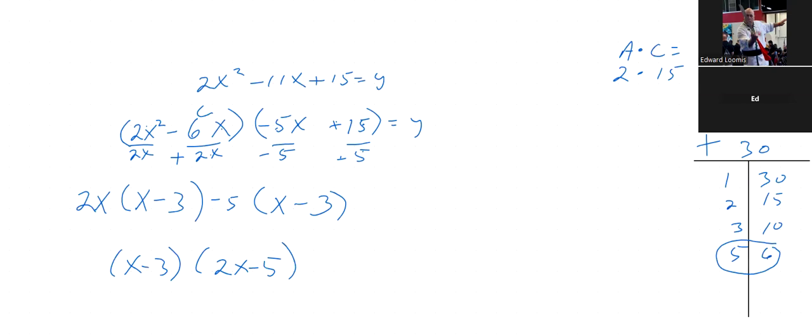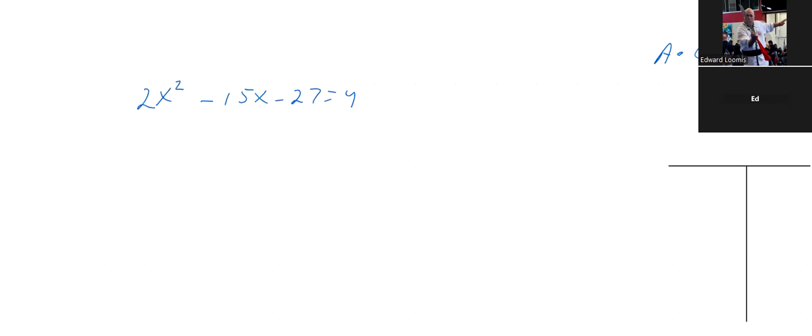I'm going to pause. I'm going to clear the board and let you do another one. Okay, so this is the next problem I want you to do: 2x squared minus 15x minus 27 equals y. Go ahead and pause the recording, and when you're done, come on back and we'll work on it.